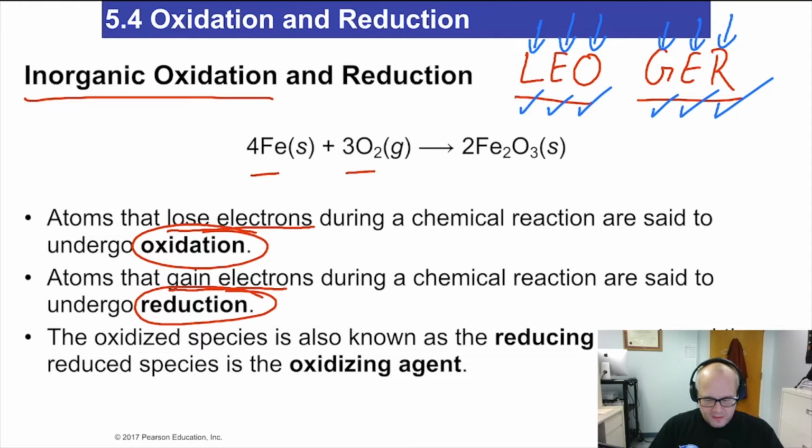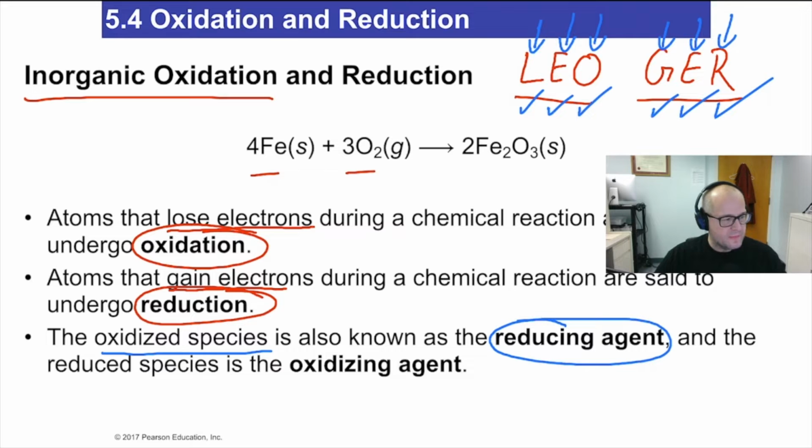Okay? Now, here's some things you should know. The oxidized species is also known as a reducing agent. So the species that is oxidized is sometimes referred to as a reducing agent. And the reduced species is sometimes referred to as the oxidizing agent. What does a reducing agent mean? A reducing agent causes something else to gain electrons. An oxidizing agent causes something else to lose them. All right? That's just another way of referring to them.